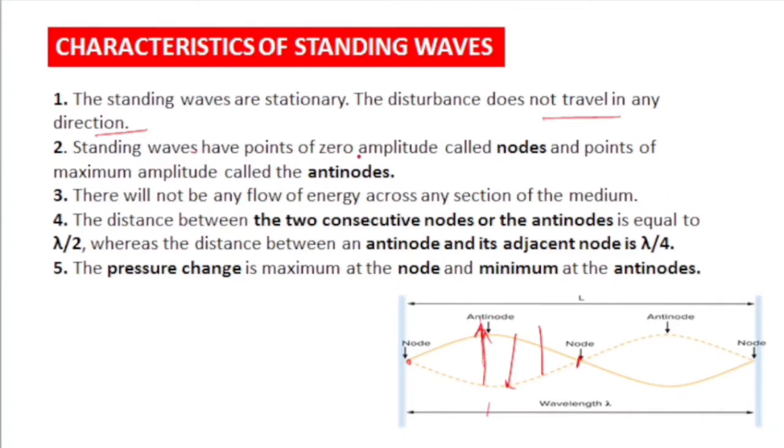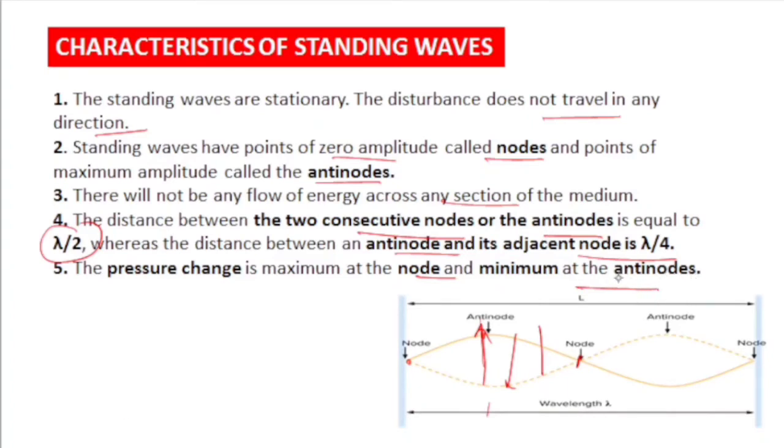Points of zero amplitude in a standing wave are called nodes and points of maximum amplitude are called antinodes. There will not be any flow of energy across any section of the medium. The distance between two successive nodes or antinodes is always equal to lambda by 2, whereas the distance between an antinode and its adjacent node is always lambda by 4. The pressure change is maximum at a node and minimum at an antinode. So, these are some characteristics of standing waves.